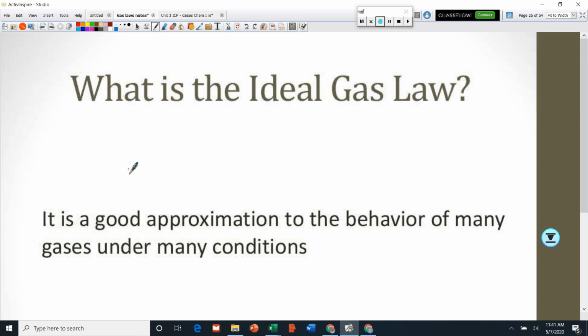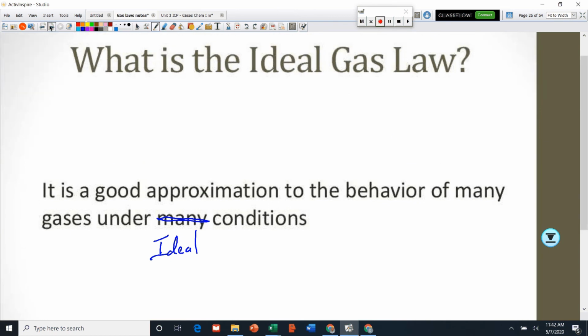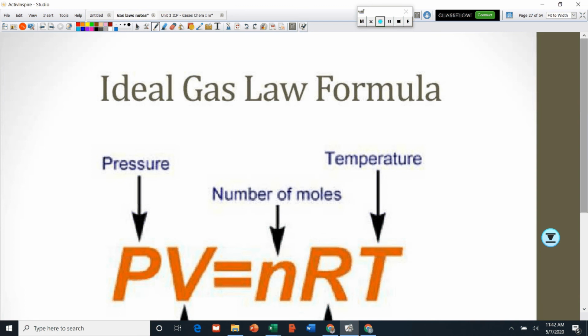What it attempts to do is approximate the behavior of gases under many conditions. It really tries to approximate the behavior of gases under ideal conditions, under the perfect circumstance. But what we've discovered mathematically is that the change from the ideal to the real is not that extreme in most cases. So here's the formula for the ideal gas law.